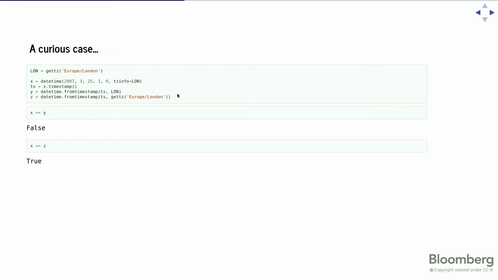But when I compare x equals z, it's true. But here's the funky part. If I compare y equals z, that's also true. So apparently datetime equality is non-transitive in some way.